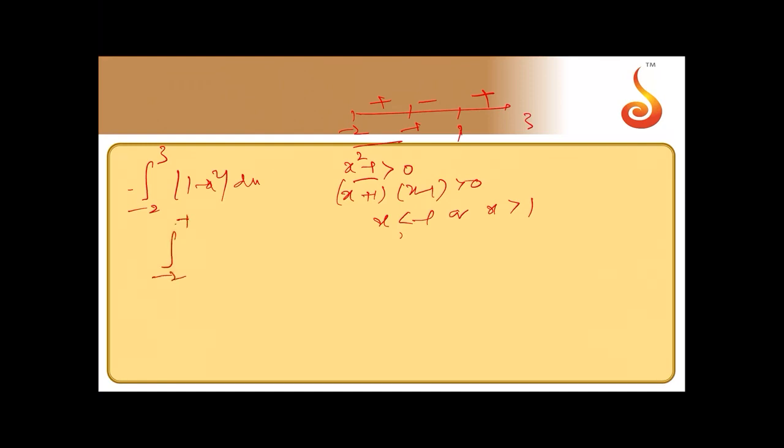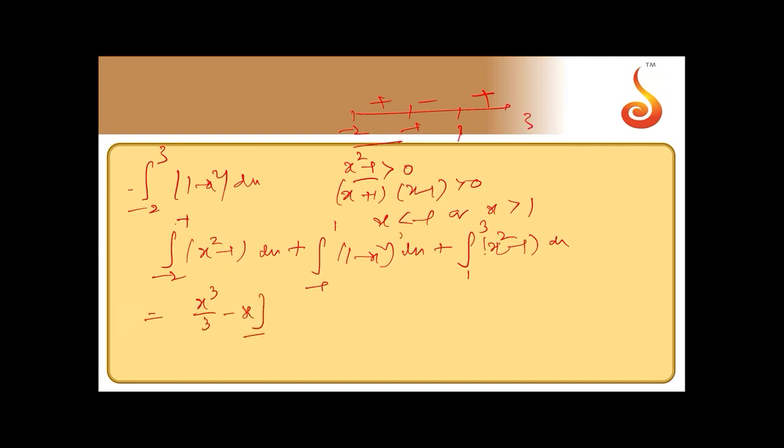So minus 2 to minus 1, it is x square minus 1 dx. Plus the integral minus 1 to 1, it is 1 minus x square dx. Plus the integral 1 to 3, it is x square minus 1 dx again. That is equal to x cube divided by 3 minus x, with limits from minus 2 to minus 1, plus x minus x cube divided by 3 with limits minus 1 to 1, plus x cube by 3 minus x with limits from 1 to 3.